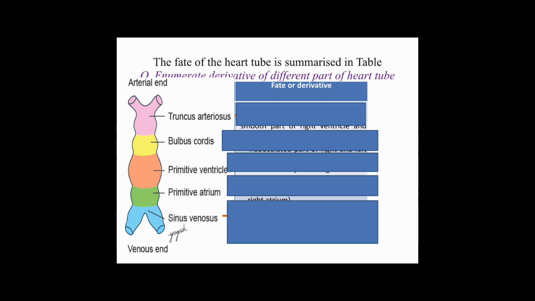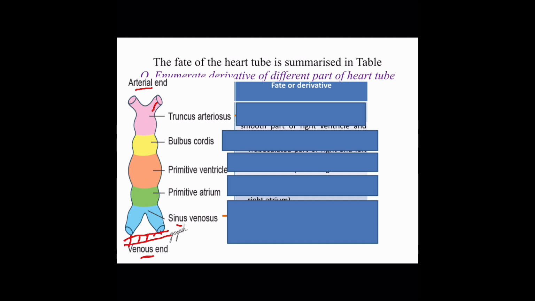The truncus arteriosus is the cranial part of the bulbus cordis, and it will form the arterial end, while the sinus venosus is the caudal part and it will form the venous end. You know caudally there is the septum transversum. Here there is the septum transversum. Now with the development of the full heart, these derivatives are asked as a short note.